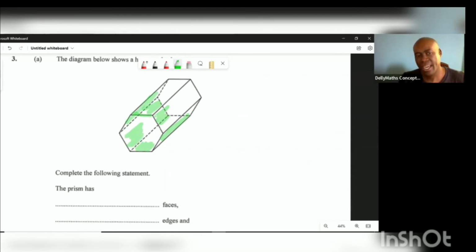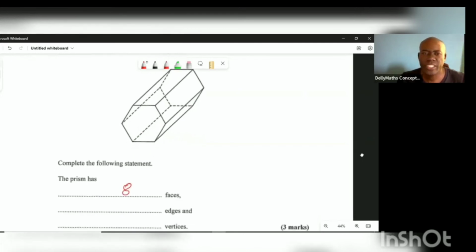Outside of those, we have 6 rectangular faces and 2 hexagonal faces. This is one here at the front, this is another face, and then there's another one at the back here. So we actually have 8 faces overall: 6 rectangular faces and 2 hexagonal faces.